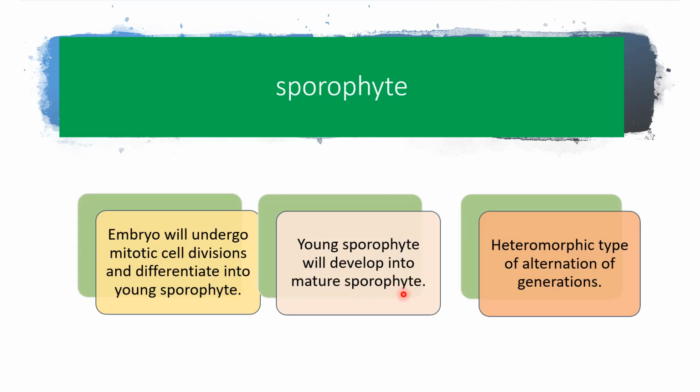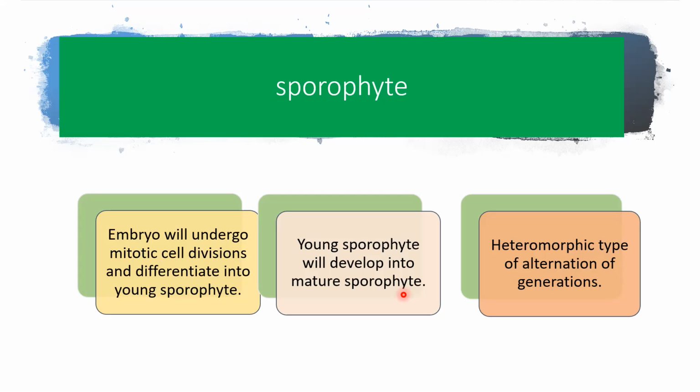Now this will reproduce by the formation of sporangia. Sporangia can be of the same type, or they can be of different types. Leaves bearing sporangia are called sporophylls. The sporangia will produce spores. Spores may be in the homosporous condition, or it can be the heterosporous condition. When homosporous, this will produce one kind of spore. When heterosporous, this will produce two kinds of spores.